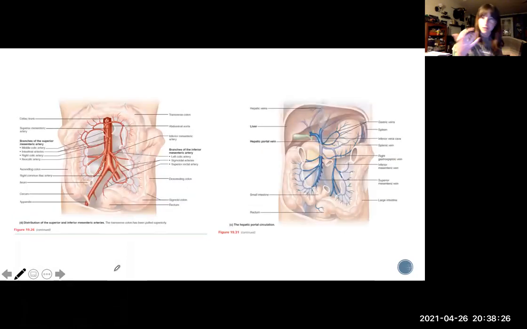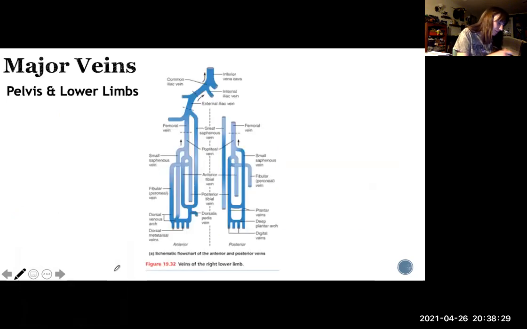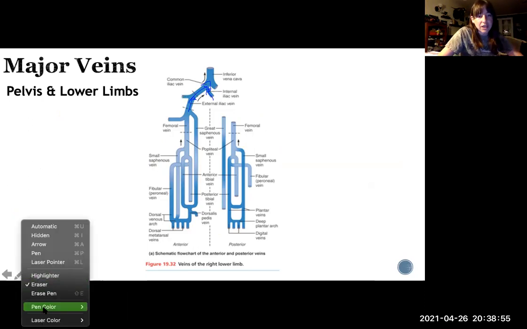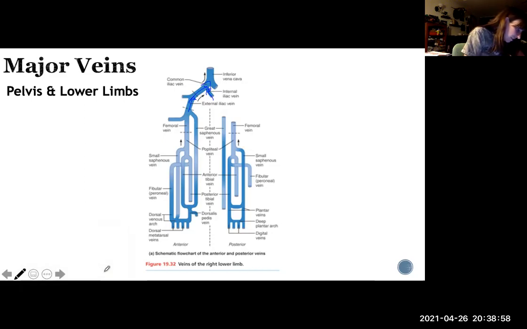And in case you're interested, there's more on the large intestine vasculature. Your pelvis and lower limbs, so getting down into the legs. We already talked about those: common iliac veins, which go down one for each leg and are the convergence of the internal and the external. The external one comes from the femoral vein, which comes from the popliteal vein.